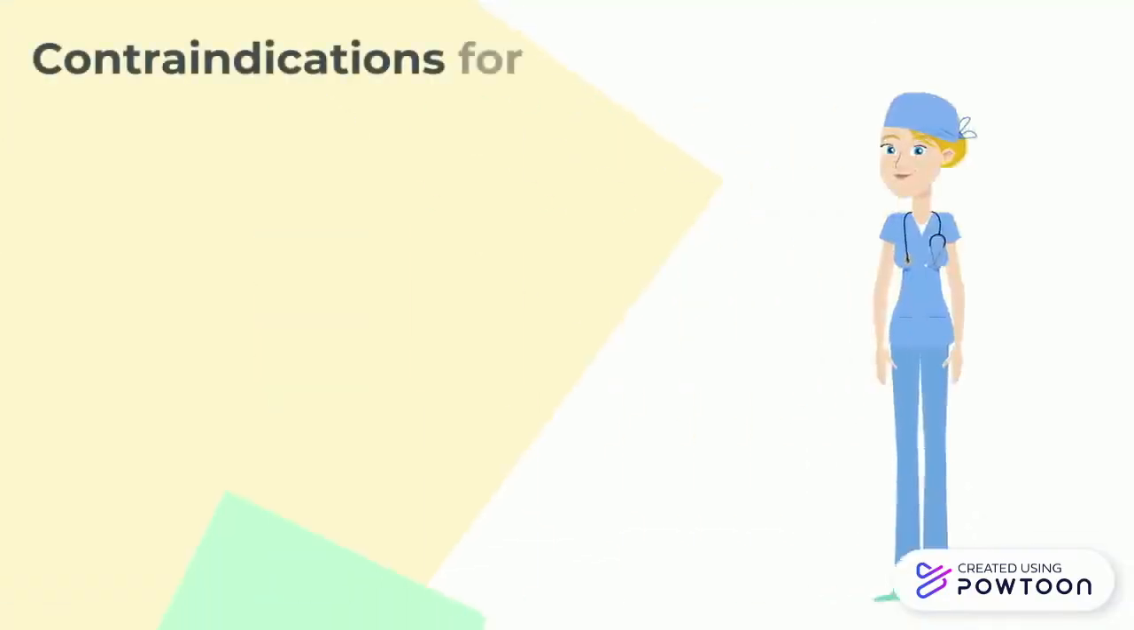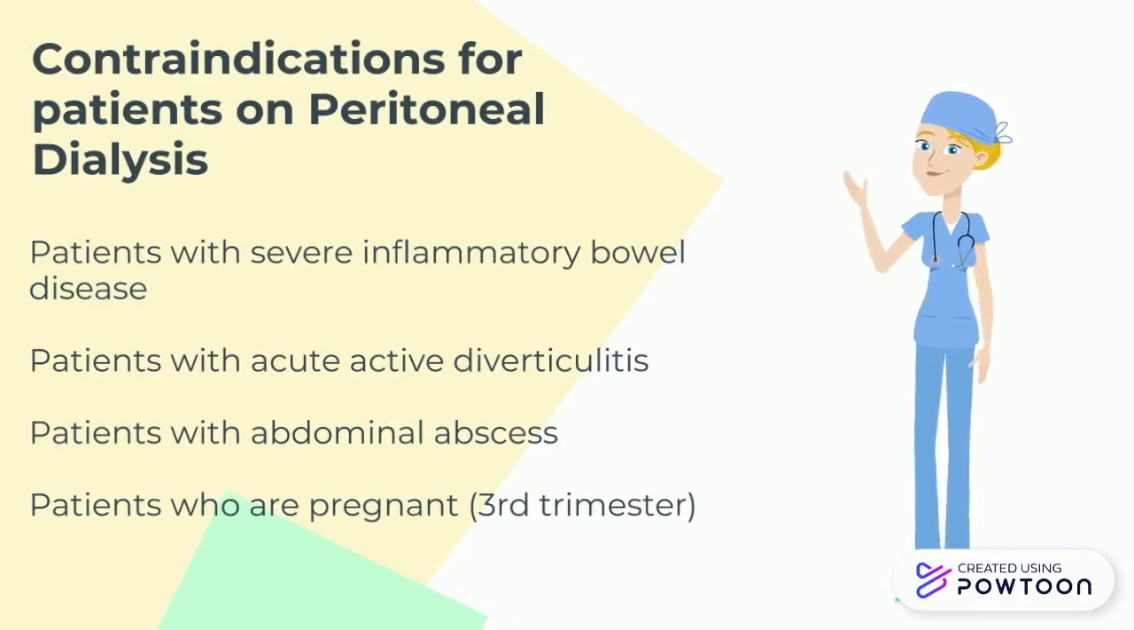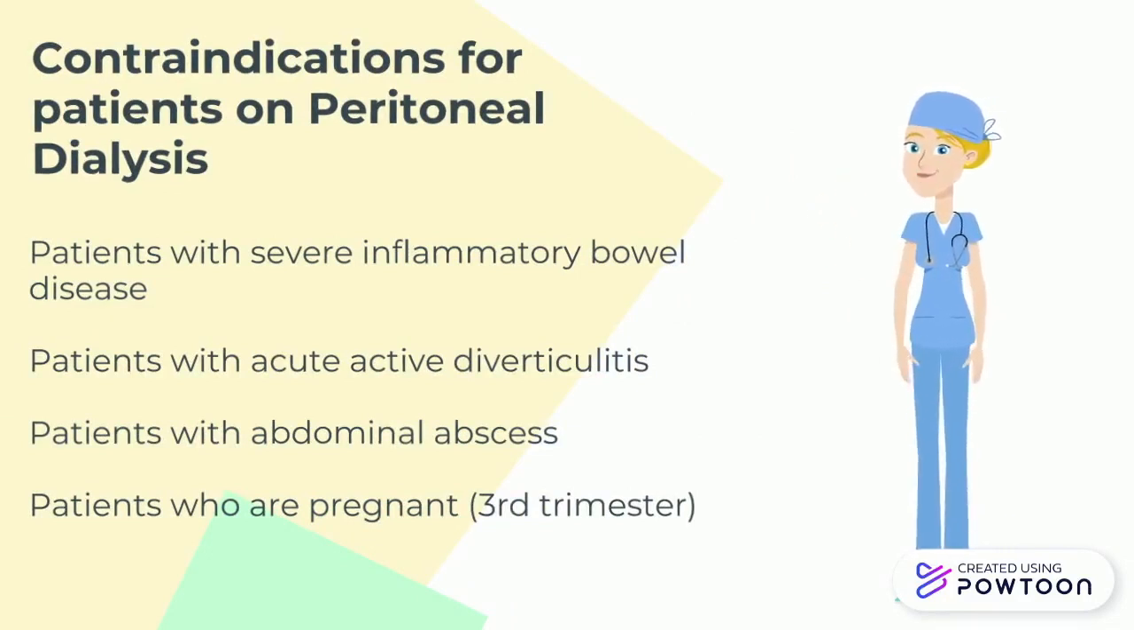For contraindications, we have patients with severe inflammatory bowel disease, acute active diverticulitis, abdominal abscess, and patients who are pregnant, especially in their third trimester, because uterine enlargement may negatively affect catheter function and prescribed dwell volumes.